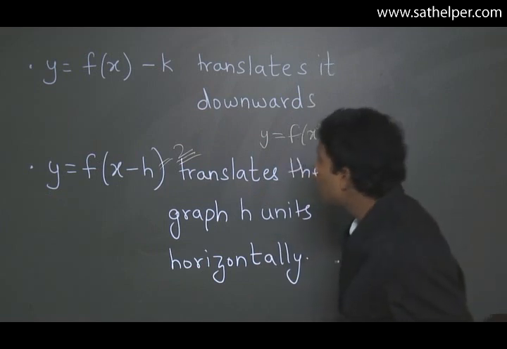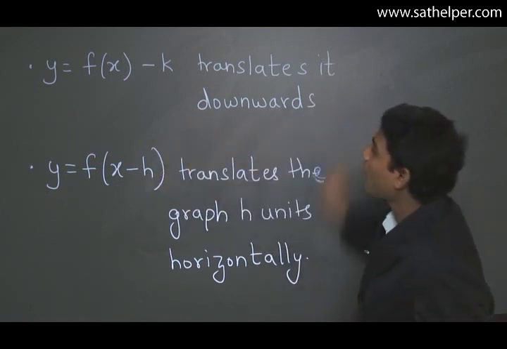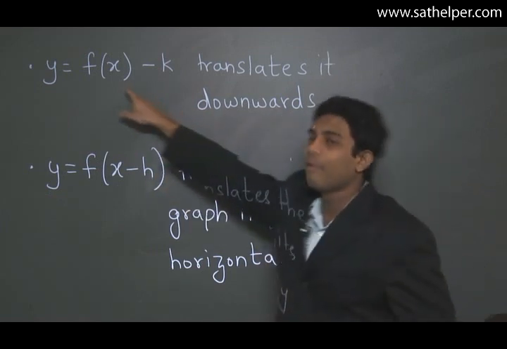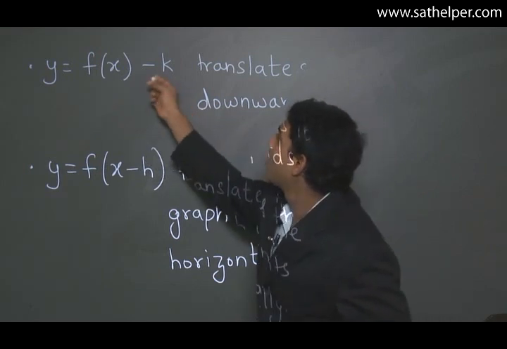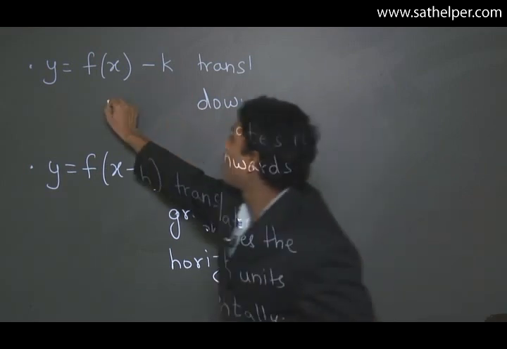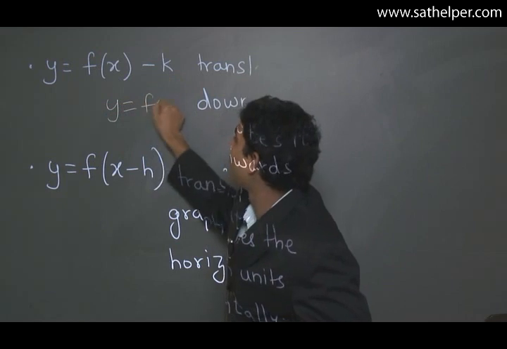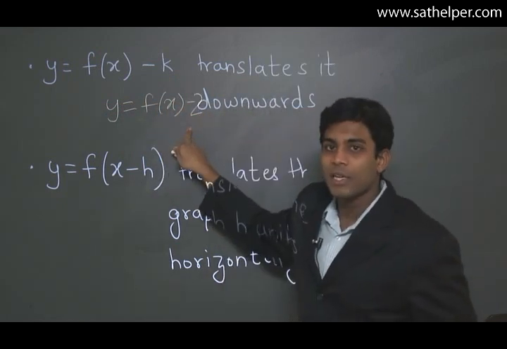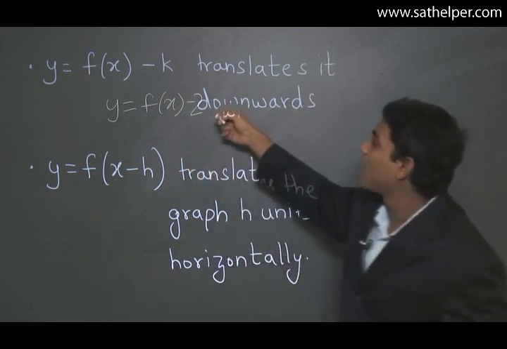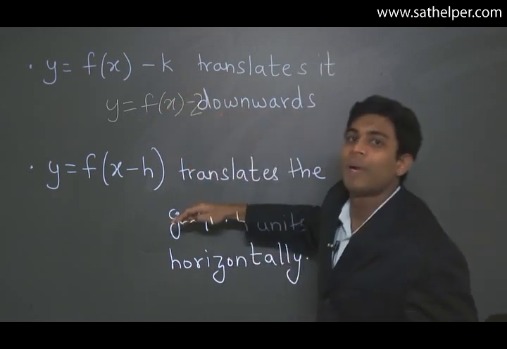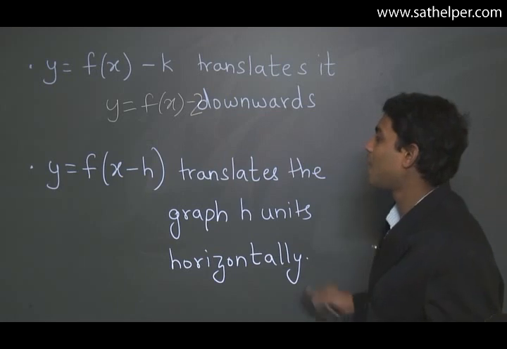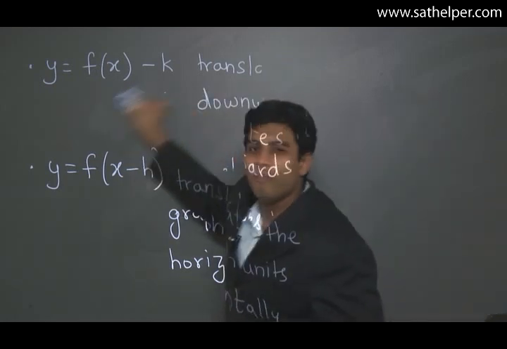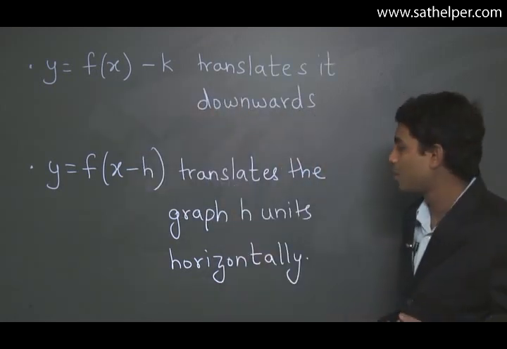Similarly, if you instead subtract some positive element from f of x, say you're subtracting 2 from f of x, for example, you're looking at the function y equal to f of x minus 2, you will see that the graph just translates downwards by 2 units. This is a very simple transformation, which we will look at in more examples.